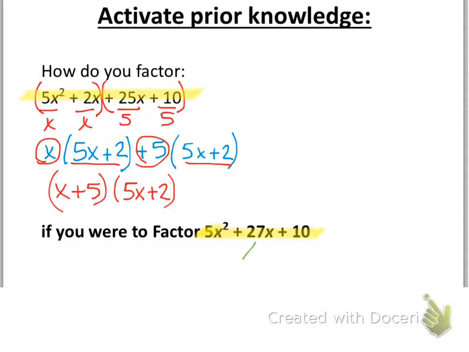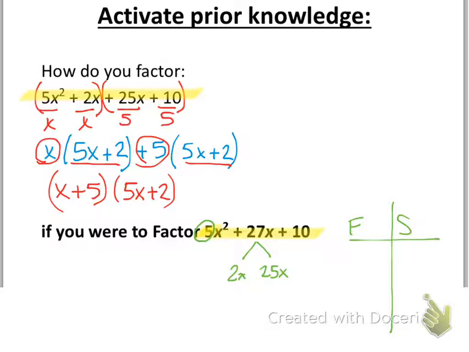All we've done is split 27x into 2x and 25x. Now, why 2x and 25x? We're going to get to that in just a second. So in order to factor something that has a number in front of the x squared, obviously we can't divide by a GCF, we can't do grouping yet, but what we can do is make a factor and sum table.